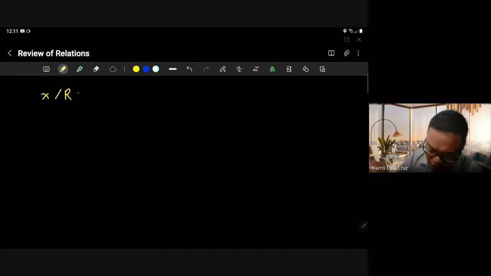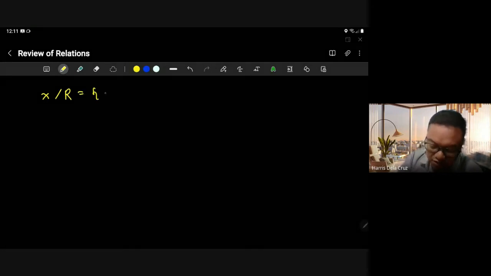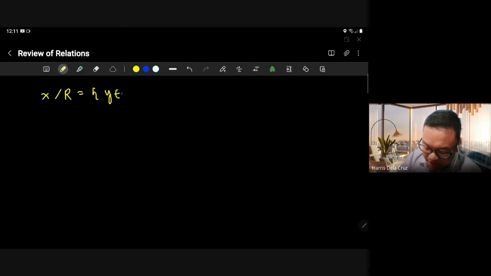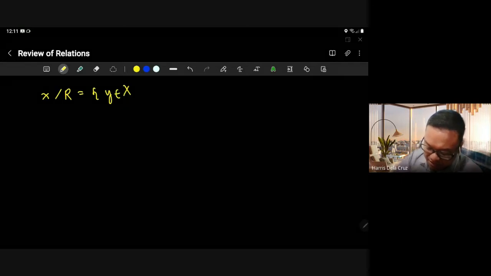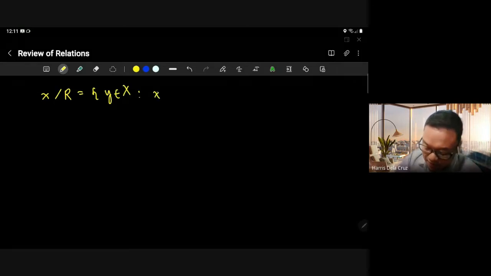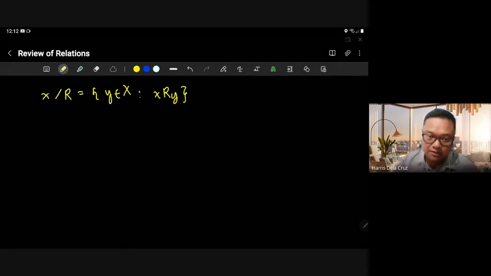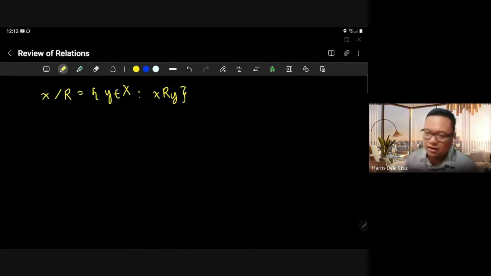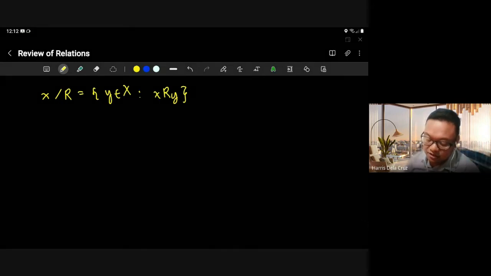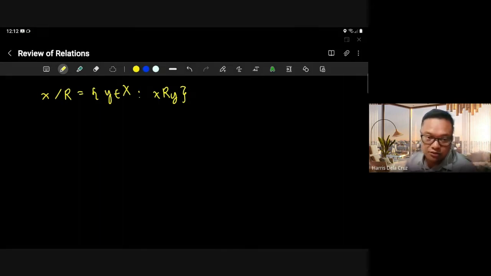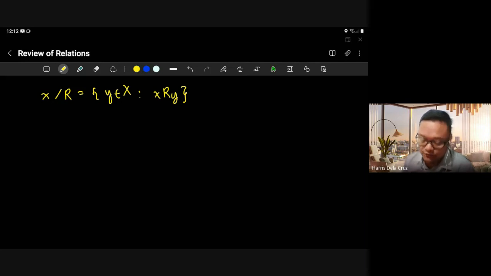So, X over R is the set containing all Y in X, capital X, such that X is related to Y or Y is related to X. It doesn't matter kasi transitive naman, reflexive and symmetric naman. So, X R Y, Y R X, it doesn't really matter because here R is an equivalence relation. So, whenever you have an equivalence relation R, then you can always find an equivalence class. So, yan yung equivalence class.